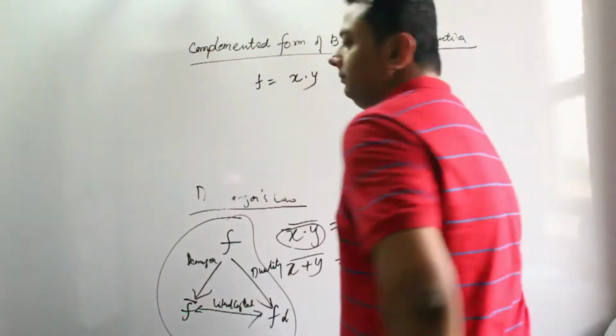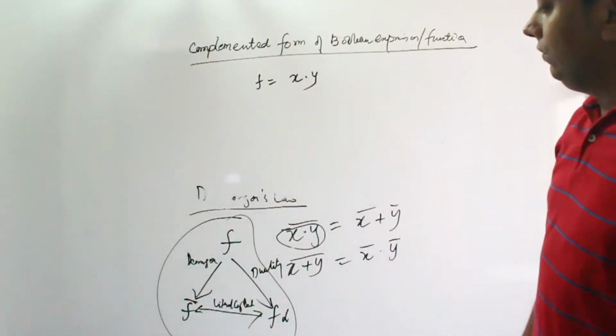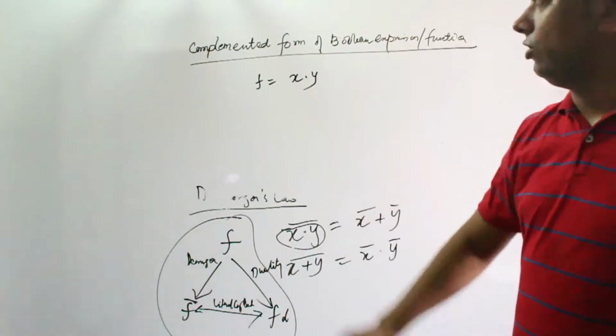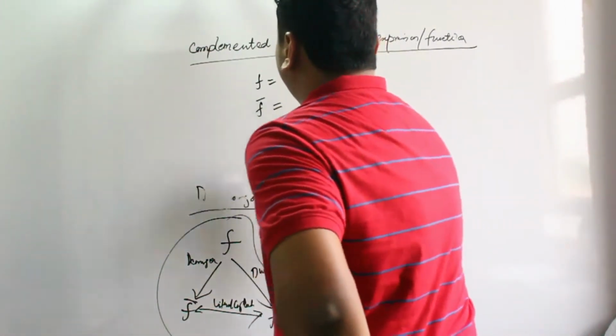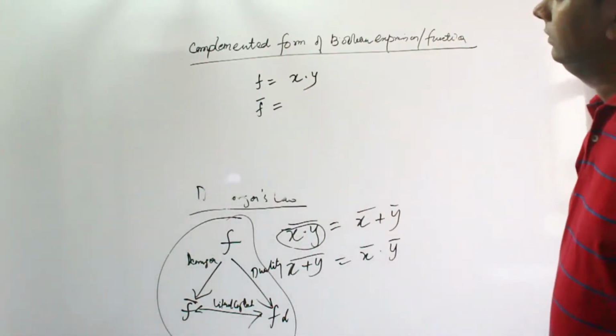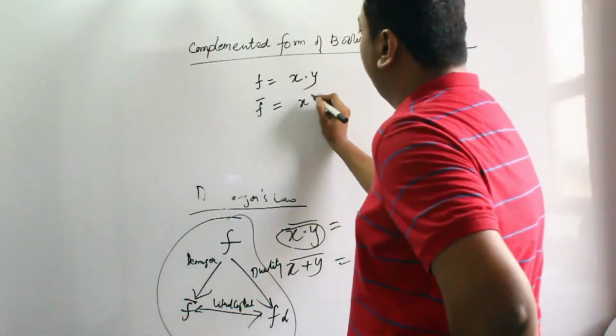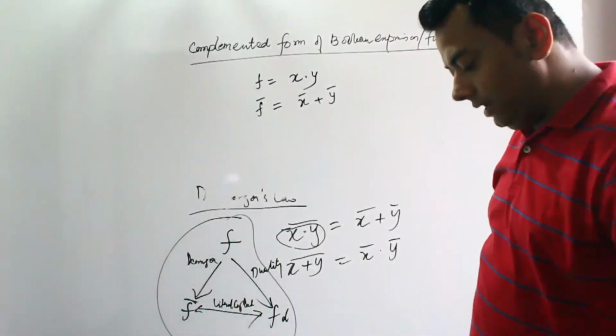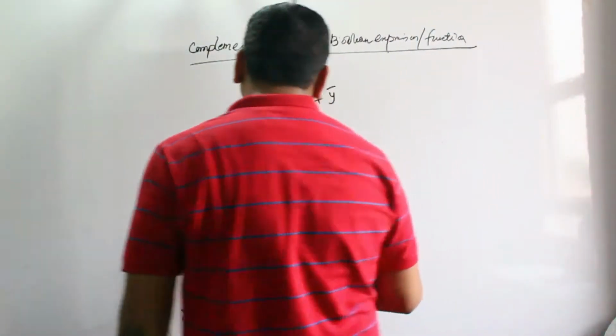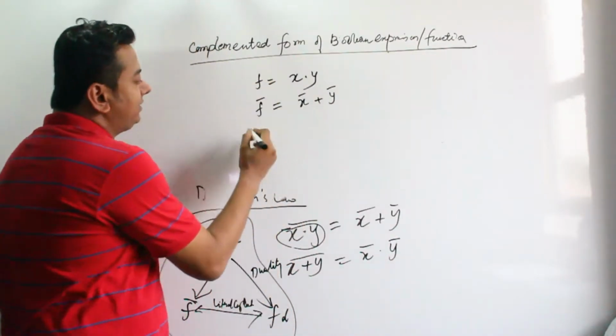Let's take a function F = x dot y. We will first compute the DeMorgan, that is, the complemented form. What is the complemented form? F bar is equal to x bar plus y bar. Now, what is the duality of this F?